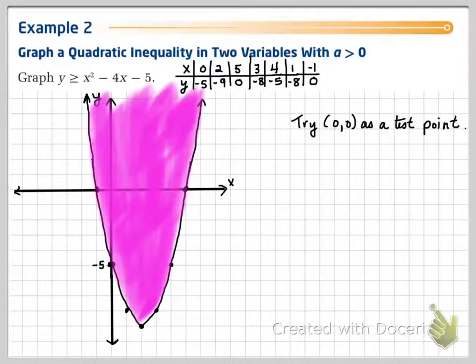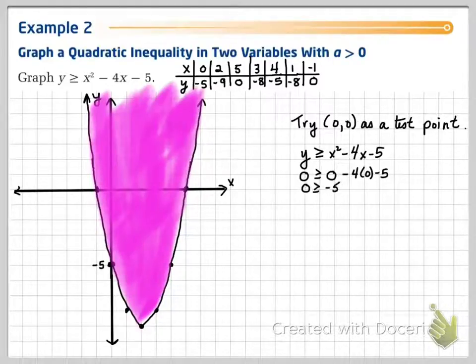Now I'm going to try 0, 0 as a test point, since that's probably the easiest point to work with. And when y is greater than or equal to x squared minus 4x minus 5, we got 0 is greater than negative 5, so yes, it's true, it works as a test point.